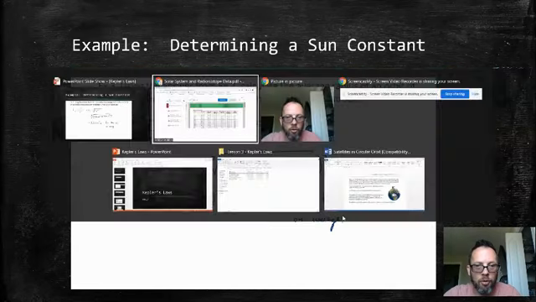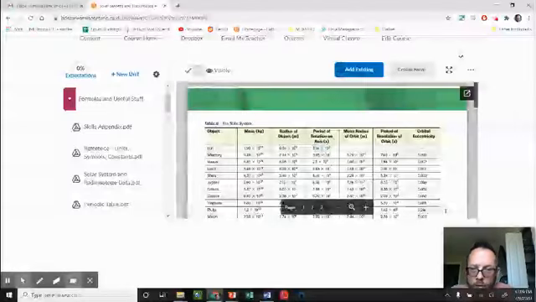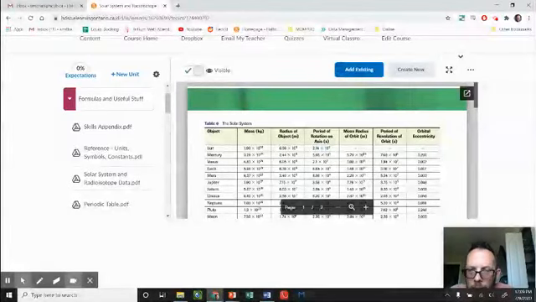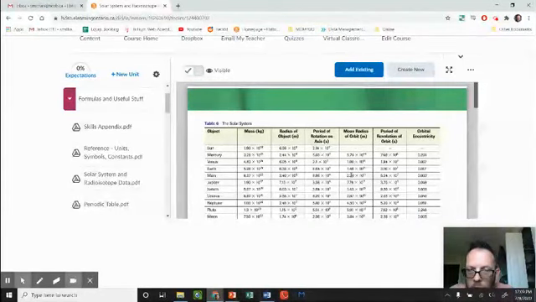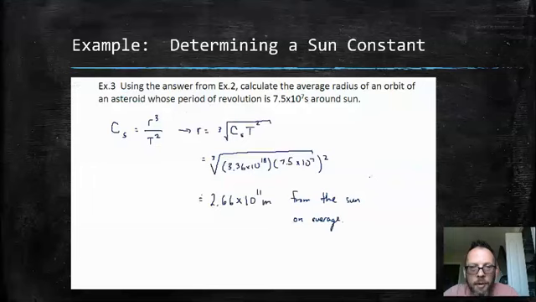So if I flip to my solar system data, 2.66 times 10 to the 11, you can see this is a little bit farther out between Mars and Jupiter, which kind of lines up. The asteroid belt is just outside of Mars. And so that answer we got makes a lot of sense.